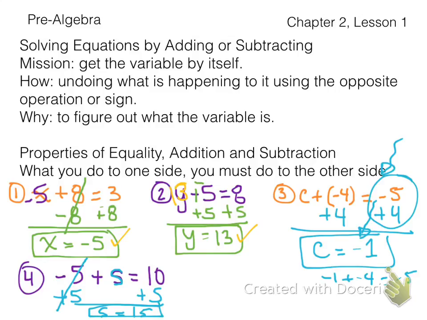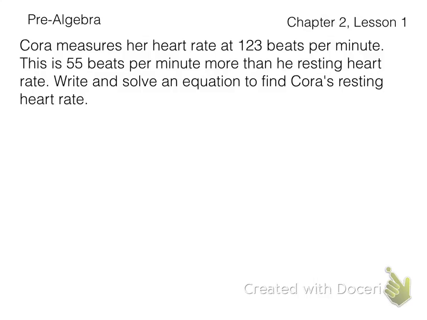All right, we got 2 word problems, and you know what? Then I'm done talking at you, so let's get to it. All right, Cora measures her heart rate at 123 beats per minute. Maybe she's been running. This is 55 beats per minute more than her resting heart rate. Write and solve an equation to find Cora's resting rate.